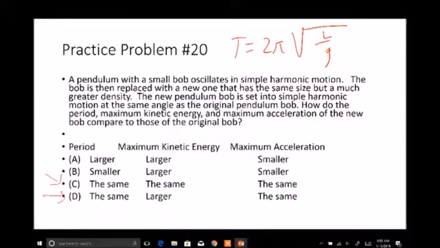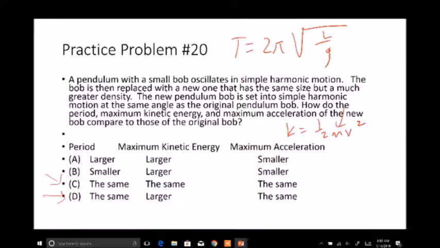Well, the mass increases. We know that kinetic energy is 1/2 mv squared. Since there's more mass, there's going to be a larger amount of kinetic energy, assuming the speed is the same. So kinetic energy should be larger. So it's looking like D is probably going to be our answer.